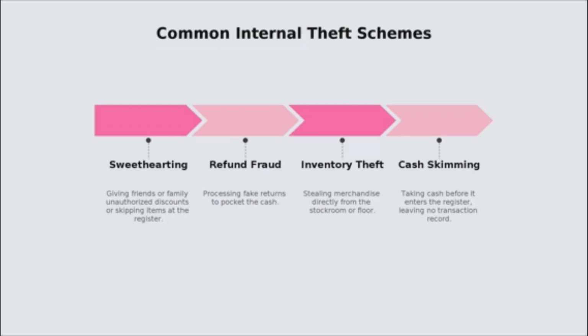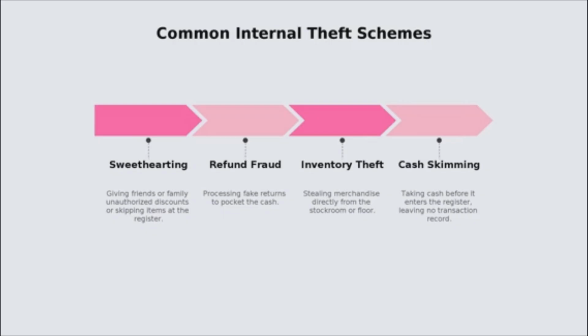Sweethearting means giving friends or family unauthorized discounts or skipping items at the register. Refund fraud uses fake returns to pocket the cash. Direct inventory theft from the stockroom is straightforward but common. And cash skimming, taking money before it enters the register, is one of the hardest schemes to detect because there is no transaction record to audit.